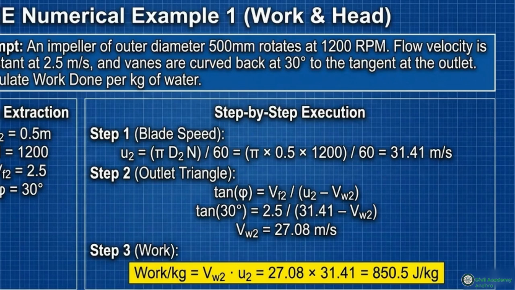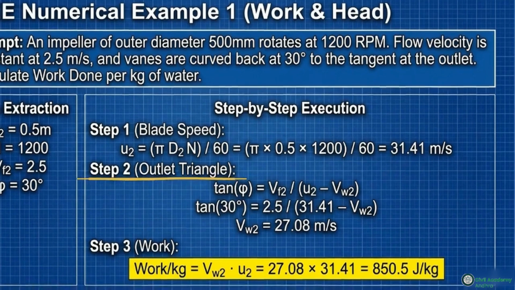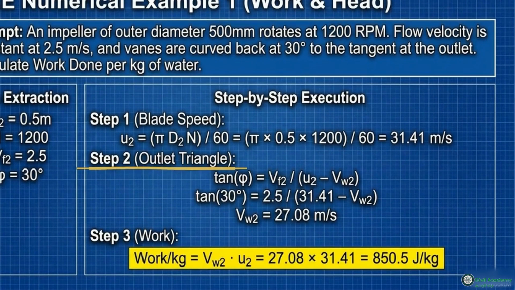In step 1, we bypass the kinematic trap by using pi dn over 60. This correctly converts our 1200 RPM into a linear blade speed of 31.41 meters per second. In step 2, we set up the outlet velocity triangle using the 30-degree vane angle. By using the tangent function with our flow velocity and calculated blade speed, we isolate the outlet whirl velocity, VW2, at 27.08 meters per second. Finally, in step 3, we calculate the work done by multiplying that whirl velocity by the blade speed. This gives us the correct final answer of 850.5 joules per kilogram.